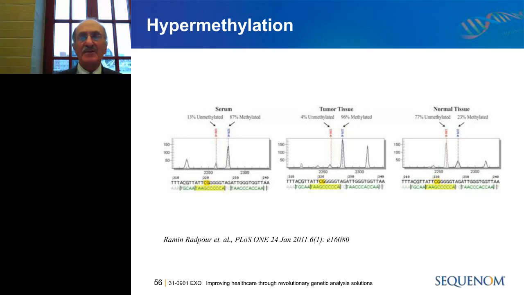In a pure sample of tumor, this locus is almost entirely methylated. And in blood from this patient, it's almost entirely methylated. So this tells you that this patient has breast cancer, and it tells you that most of the DNA in the blood of this particular patient comes from the tumor.